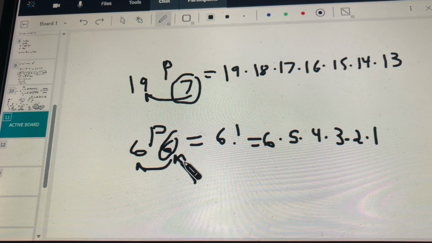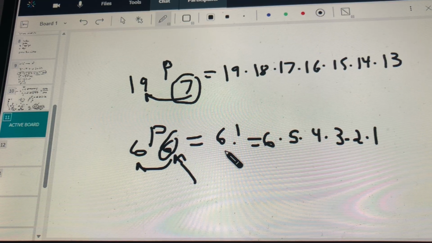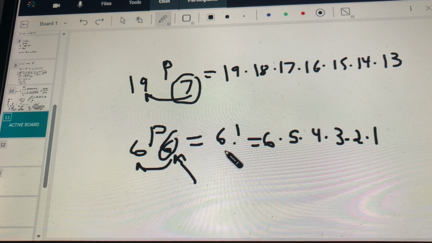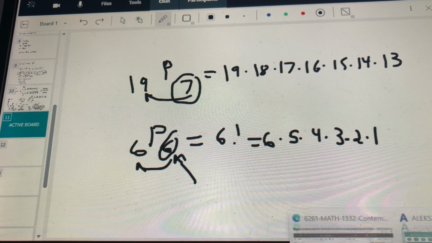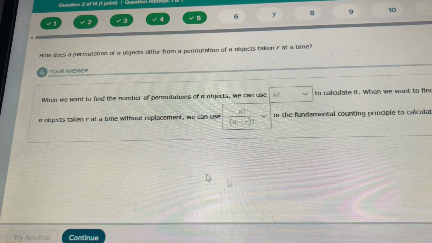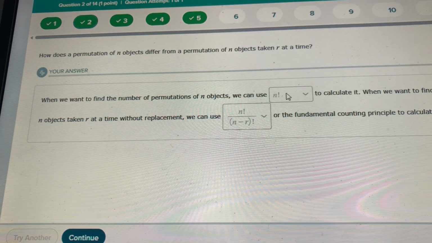So if the 2 numbers are ever the same in a permutation, then it's the same as 6 factorial, or n factorial. And the front number can never be smaller. So either the front number is equal to the back number or it's bigger. If it's equal, then it's just n factorial. That's maybe a shortcut you could do.